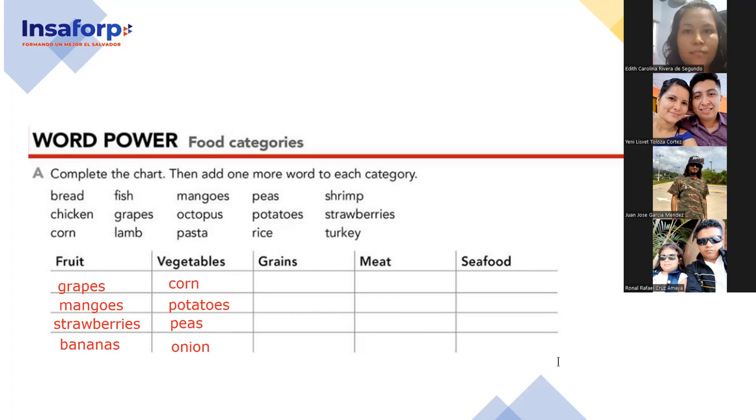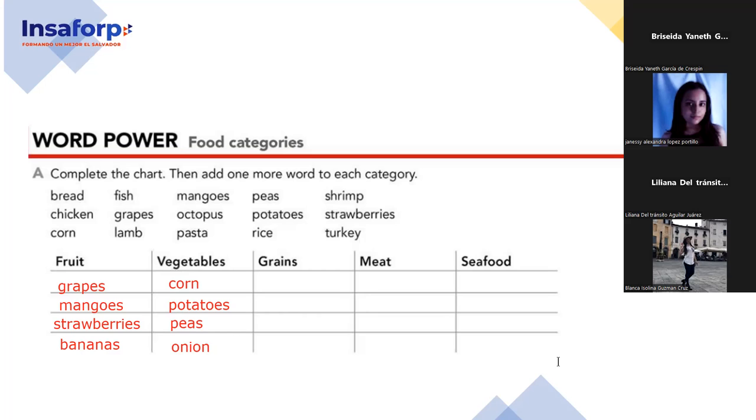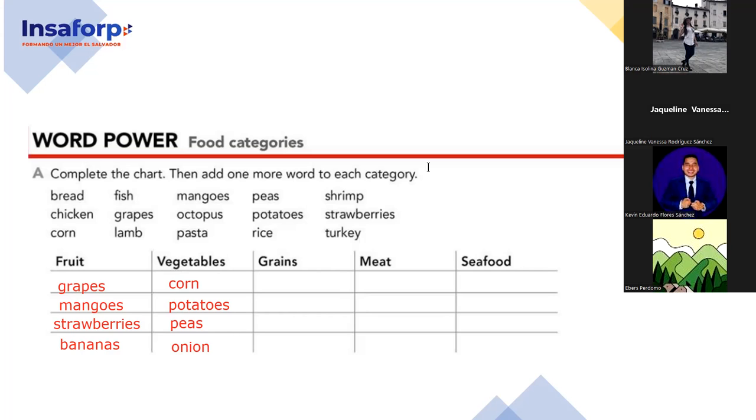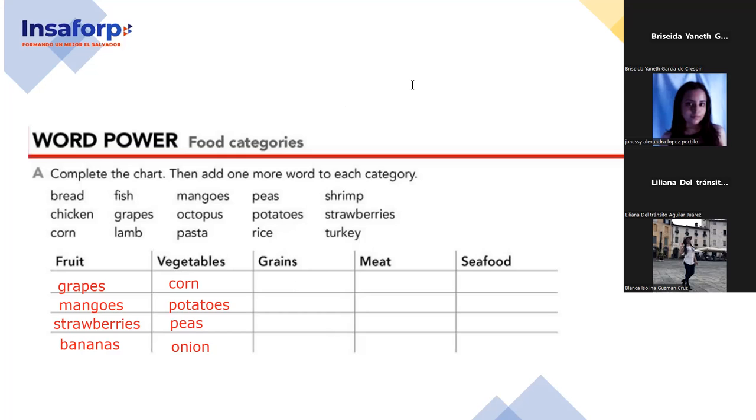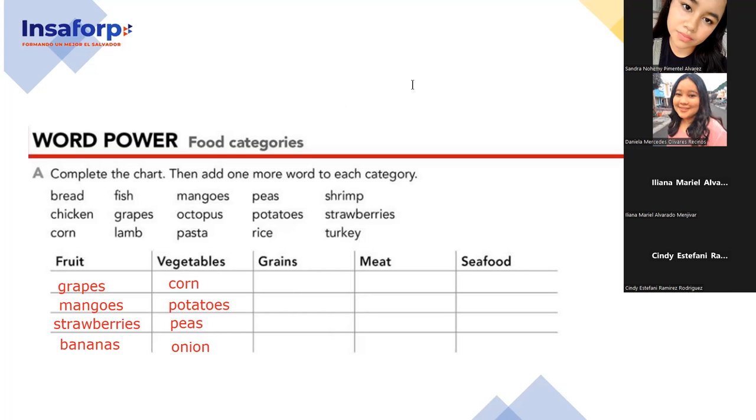Grains. Oh, look at this one. This is difficult. Okay. So that's why we're going to have, let me see, Jacqueline. Hello, Jacqueline. Good evening. It's nice to have you. Evers, thank you so much for letting me know. Good evening. Jacqueline, with grains, tell me, please, what's the vocabulary that goes here? Oh, Jacqueline? No, okay. Probably she's busy. Daniela, are you here? Welcome. Good evening, Daniela. It's nice to have you. Hi, teacher. Tell me, please, what's the vocabulary that goes here?